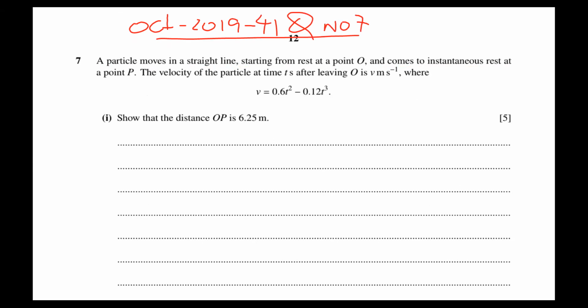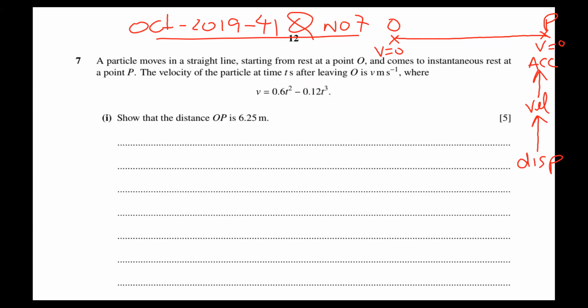So let's make a plan. For example, this is O and this is P. Velocity here is 0, velocity here is 0. Confirm. And velocity is given by this formula. Whenever we are given this kind of expression, we must know we have 3 levels: displacement. If I differentiate, I get velocity. If I differentiate again, I get acceleration. D for differentiation. If I come back, I have to do integration.